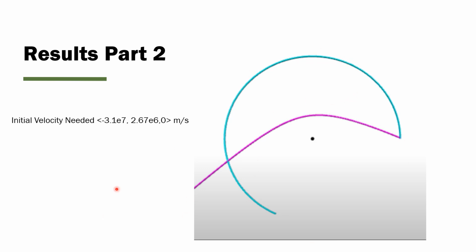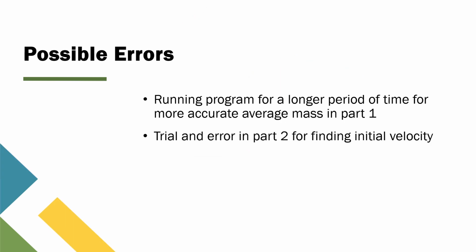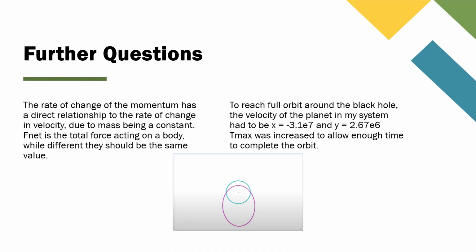And this visual appeared. Possible errors: run the program for a longer period of time for a more accurate average mass in part one. If I just kept running it, I'd keep getting a more accurate mass. And then trial and error in part two for finding the initial velocity. It was a lot of experimenting and seeing which numbers worked and which numbers didn't.